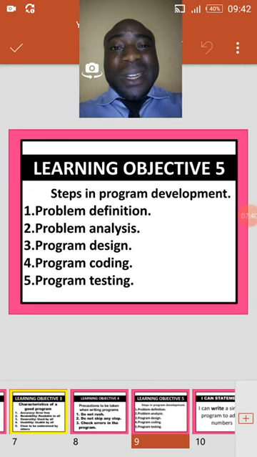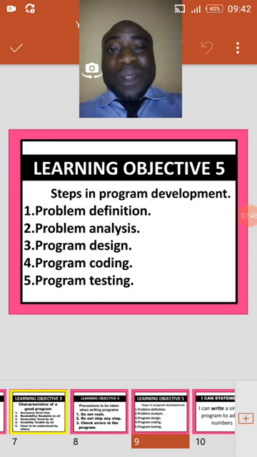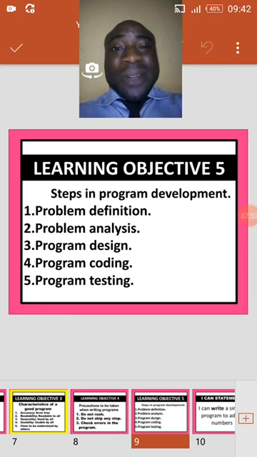In problem analysis, a programmer looks for a way to solve the problem. He plans how to solve the problem. Alright, program design. In program design, a programmer will do a rough sketch of the work on a paper. Write how the program will look like before coming to number 4, which is program coding.